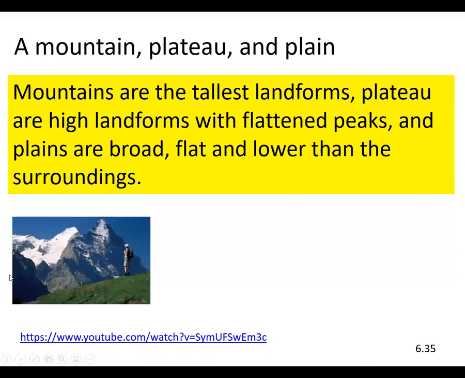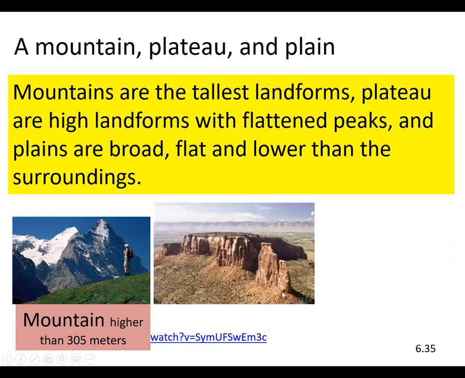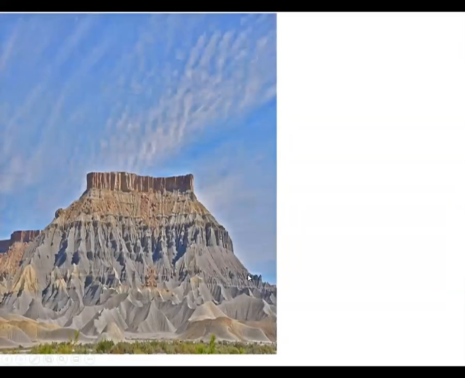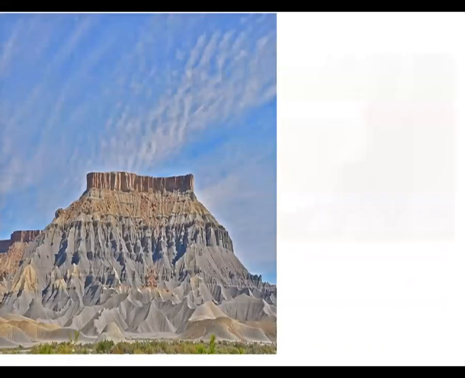So this is a mountain right here, and you can consider a certain landform a mountain when it is 305 meters or above in elevation. And this is a plateau, and this is the plain. Okay, so I need you to differentiate the three. Okay, that's how it looks like. This is the topographic map, and this is how it looks like.